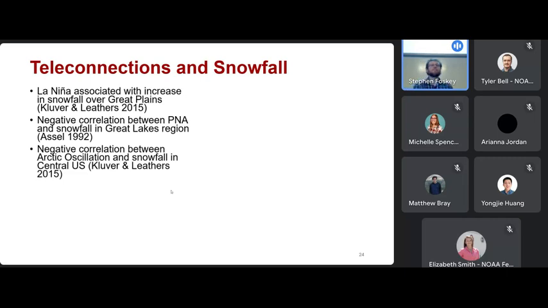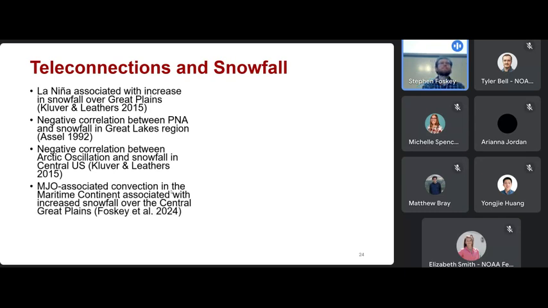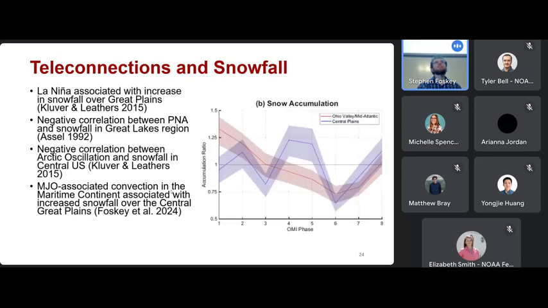There's a negative correlation between the Arctic Oscillation and snowfall in the central US. And the MJO-associated convection in the maritime continent is associated with increased snowfall in the central Great Plains, which was what some of my master's research was on.